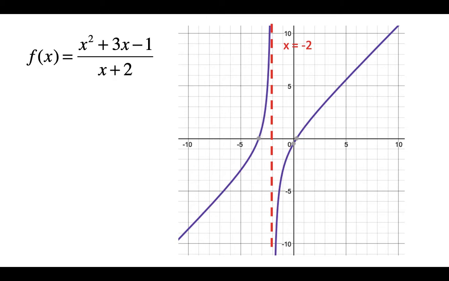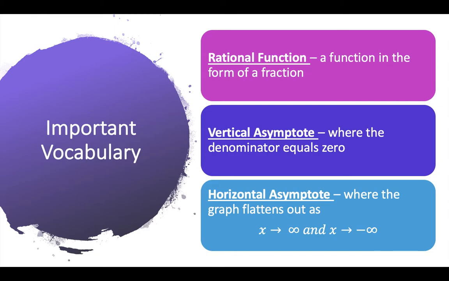Let's talk a little bit about what those things mean. The situations we just saw where we had lines that our graph got close to but wouldn't touch are called asymptotes. So we have both a vertical asymptote and a horizontal asymptote. A vertical asymptote goes up and down, and a horizontal asymptote goes side to side.